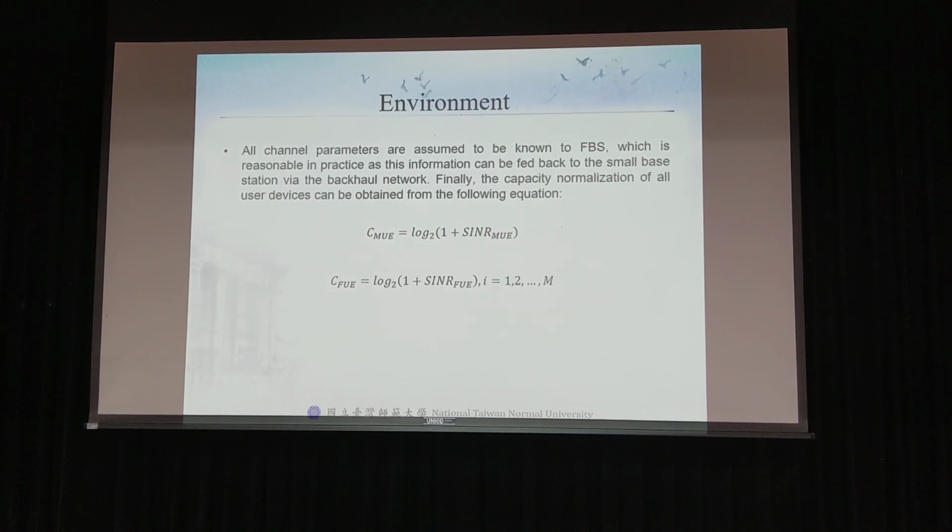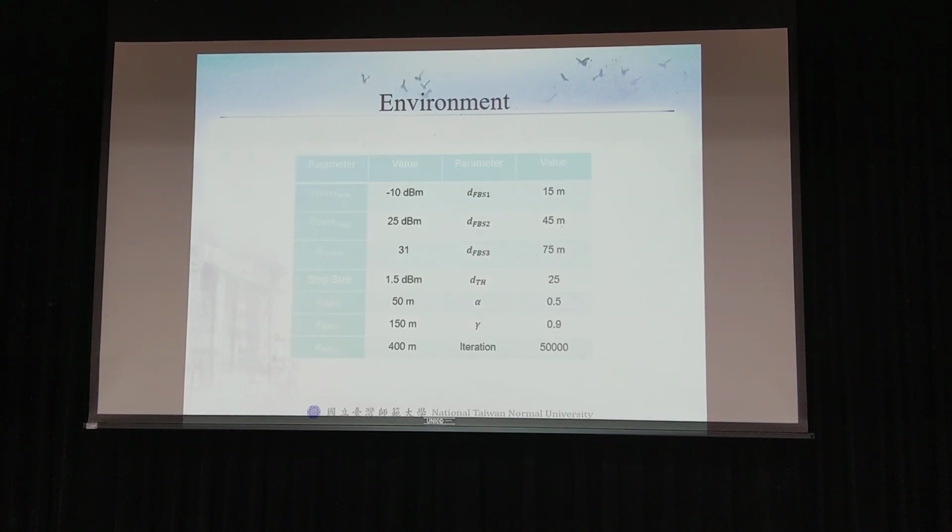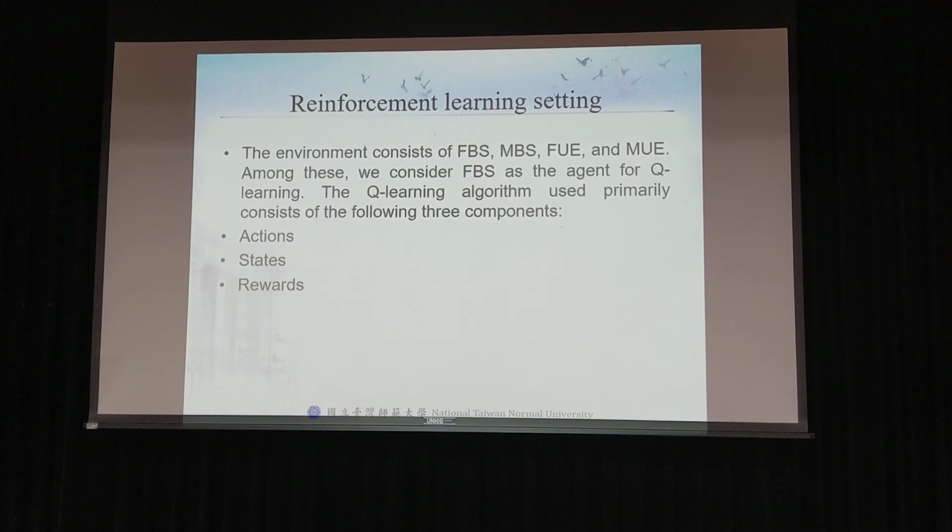And next, the channel parameters are assumed to be unknown to the FBS, which is reasonable in practice as the information can be fed back to the small base station via the backhaul network. Finally, the capacity normalization of all users' devices can be obtained from the following equation. And that is all the parameters we'll use in my simulations.